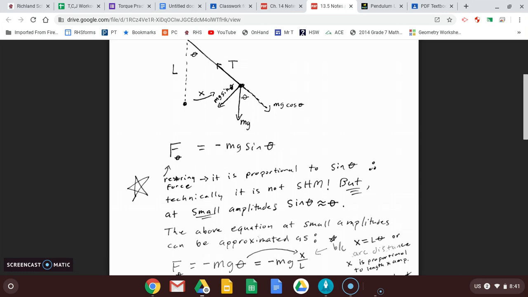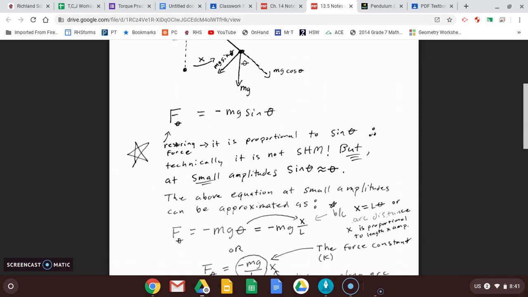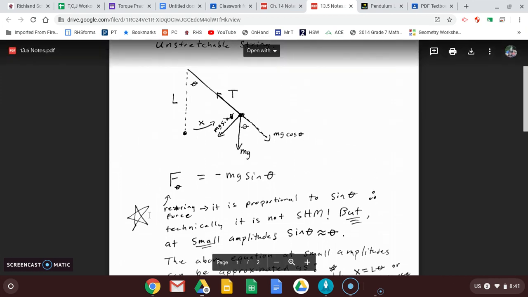However, you could prove on a calculator if you really wanted to, but for now, just take my word for it. At small amplitudes, sine theta is approximately the same thing as theta in radians. So if I took some smaller angles, like 5 degrees, 10 degrees, probably up to about 15 degrees, different resources define what small amplitude means slightly differently. I usually say small amplitude is between 0 and 15 degrees for this displacement angle up here, okay?